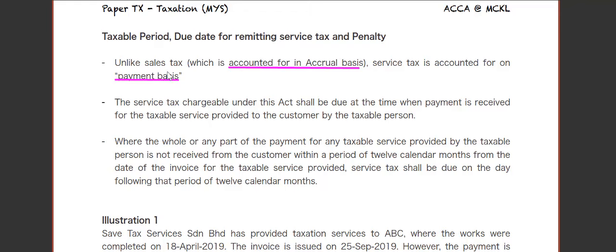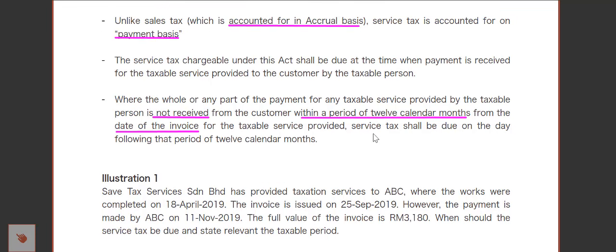So we mentioned that service tax is on payment basis. So what if the customer didn't pay? That's why there is a provision that says if whole or part of the payment for the taxable service provided is not received within a period of 12 calendar months from the date of the invoice, not the date of the service, the date of the invoice, then the service tax will be due on the day following a period of 12 calendar months, which means it's 1 year later.